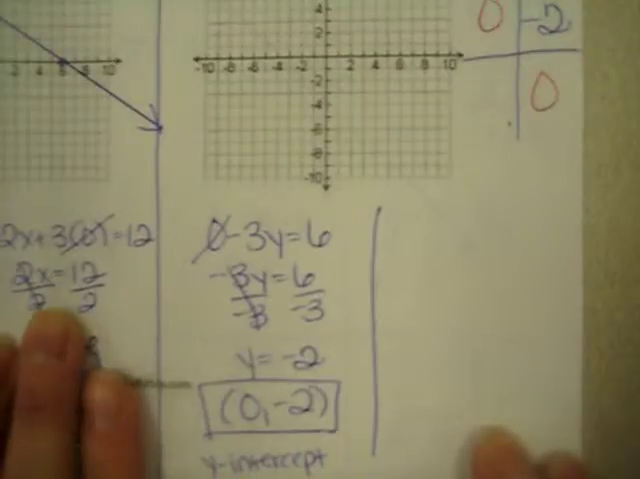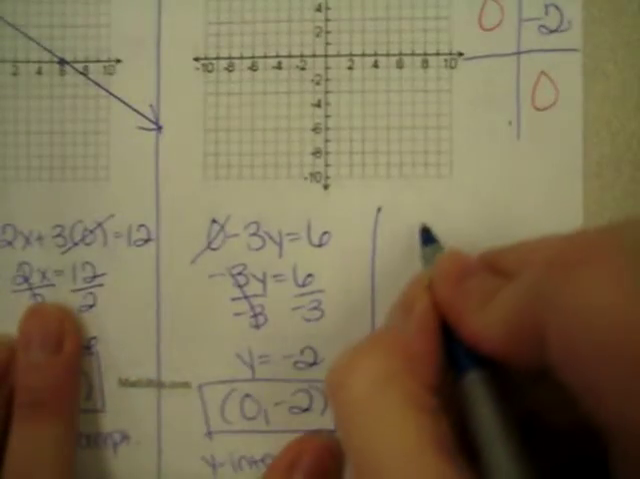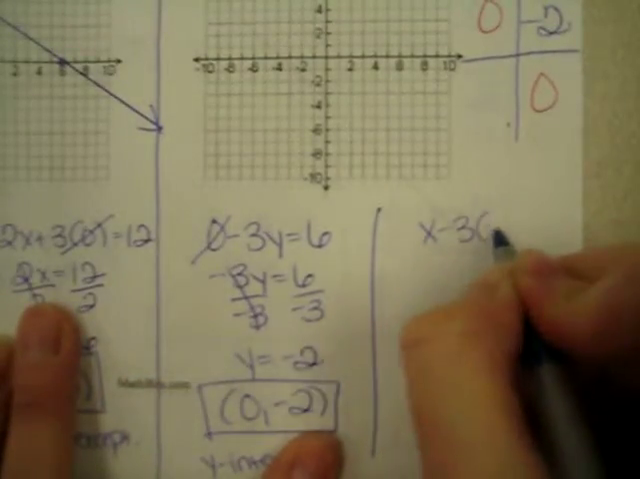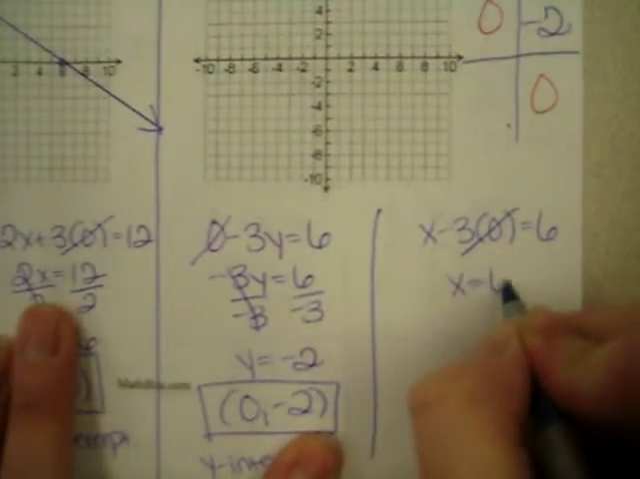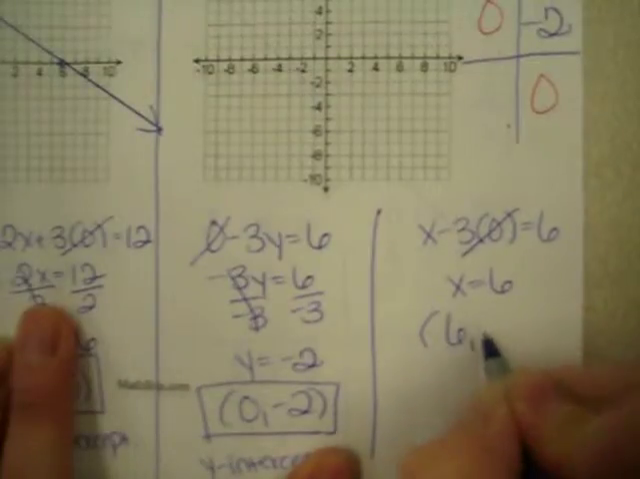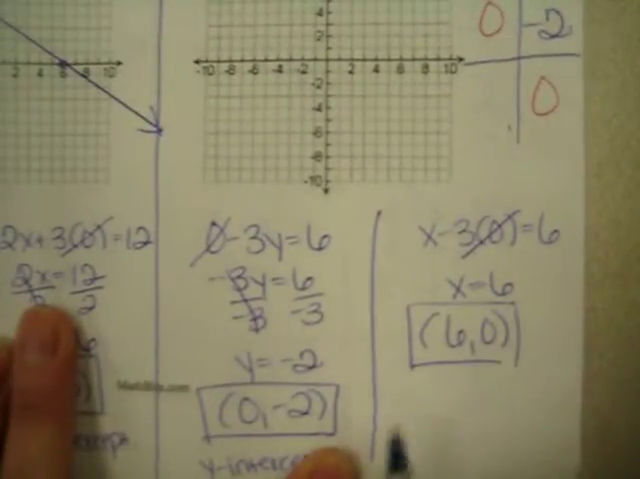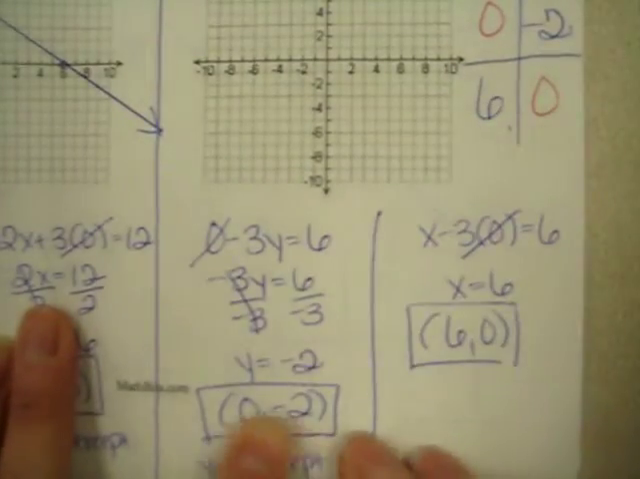Now let's do our x-intercept. So y equals 0. So x minus 3 times 0 equals 6. This just drops out to 0. X equals 6. So that corner point is 6, 0. Put that in my xy table.